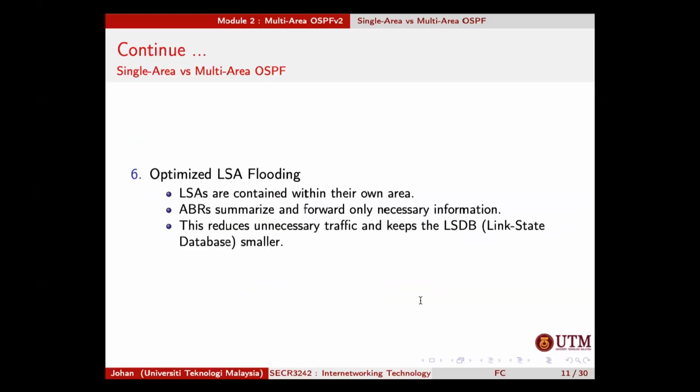So, optimize LSA flooding. LSAs are contained within their own area. So we can optimize that with multi-area. The ABR summarizes and forwards only necessary information. This reduces unnecessary traffic and keeps the LSDB, or link state database, smaller.